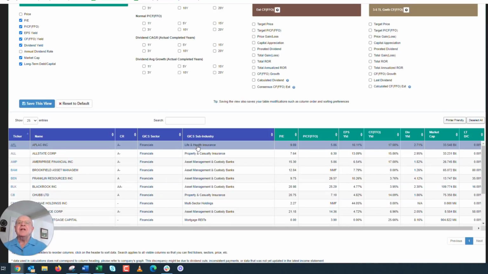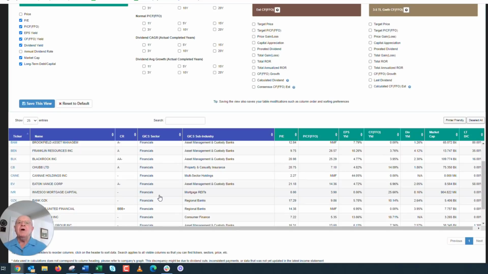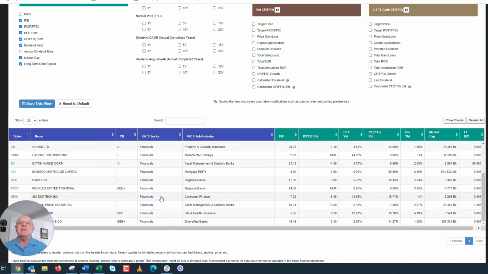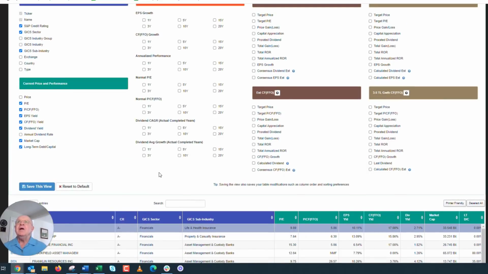They range from life and health insurance, property and casualty, a lot of asset management companies, what they call multi-sector holdings. I've got a mortgage REIT here, which would be an interesting one to look at, some banks and asset management and life and health insurance, et cetera. So I've got kind of a diverse group of companies here.